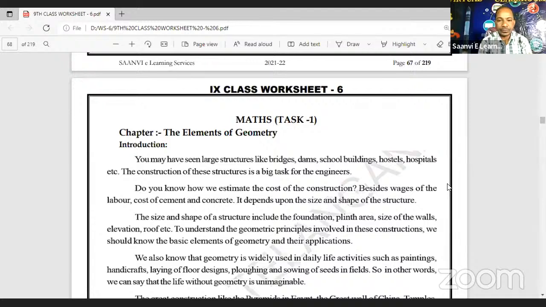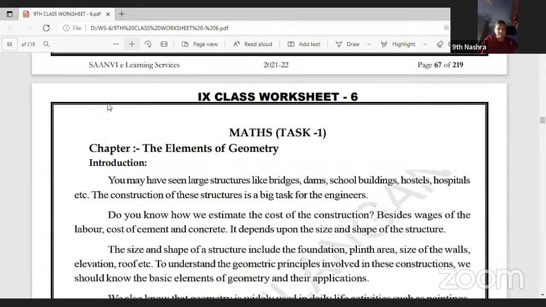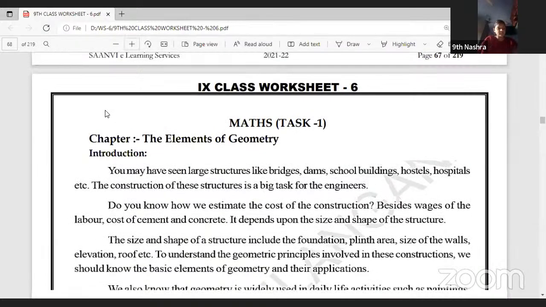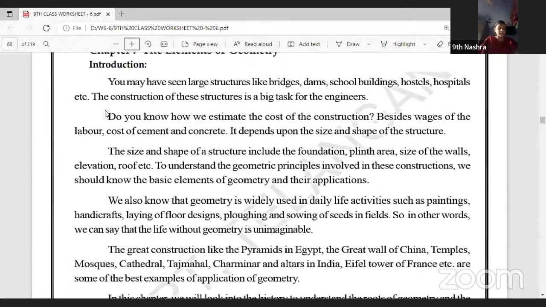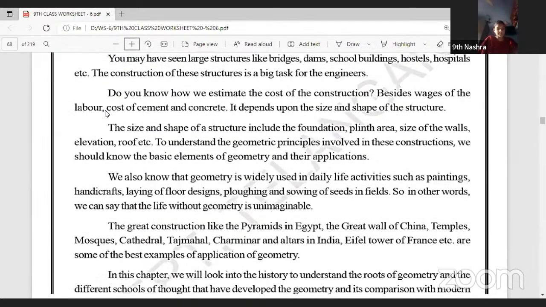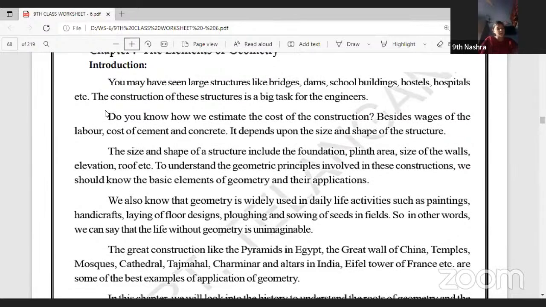The size and shape of a structure includes the foundation, plinth area, size of the wall, elevation, roof, etc. To understand the geometric principles involved in these constructions, we should know the basic elements of geometry and their applications.